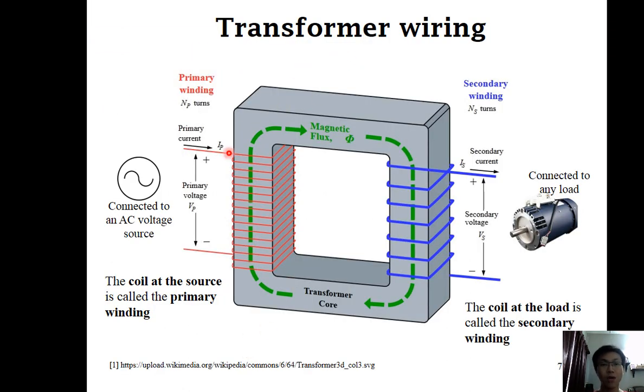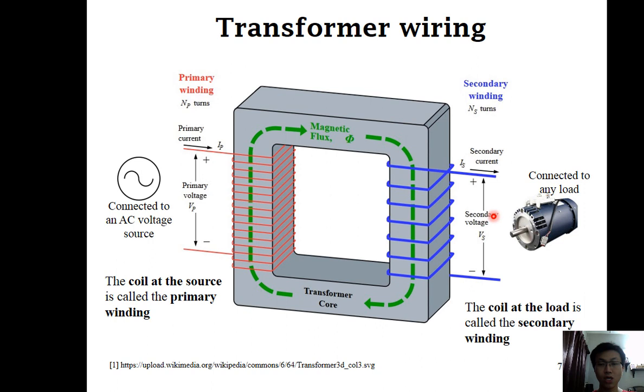So this is the transformer winding. We have a primary winding and a secondary winding. The primary winding will be connected to the AC voltage source. The coil at the source is called primary winding. The coil at the load is called secondary winding. Then we have VP, the primary voltage, IP, the primary current, and NP, the turns of the primary winding.